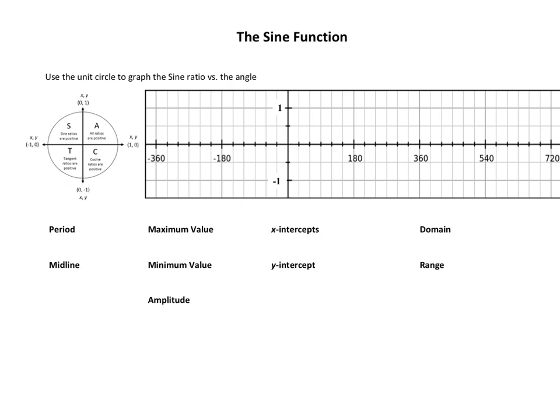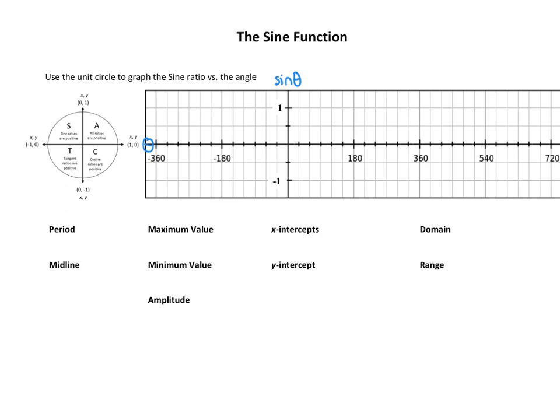So in graphing the sine function, we are graphing the ratio versus the angle. So the independent variable, the x-axis, is theta, the angle, and the y-axis, the dependent variable, is sine theta, which is the ratio, and the ratio depends on the angle.